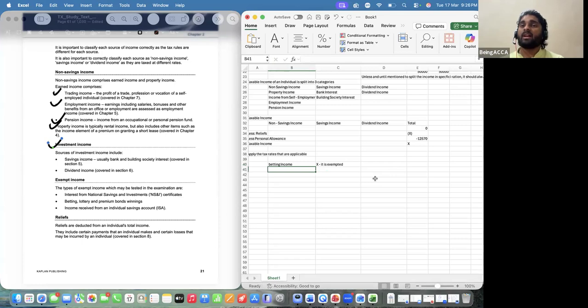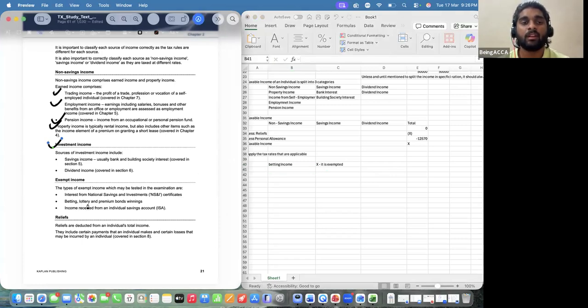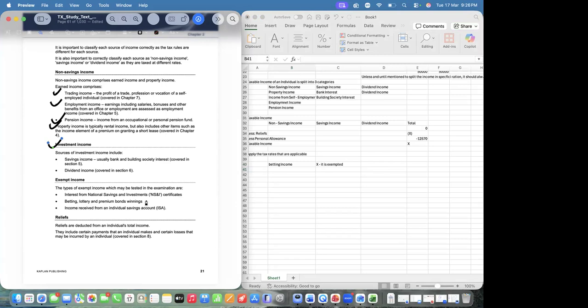The other kind that is exempted is also lotteries. You know what lotteries are? You purchase a ticket. You're like, okay, if I get this ticket as a lucky draw, then I'll be getting money out of it. That income is also completely exempt from taxation purposes. Clear on that?